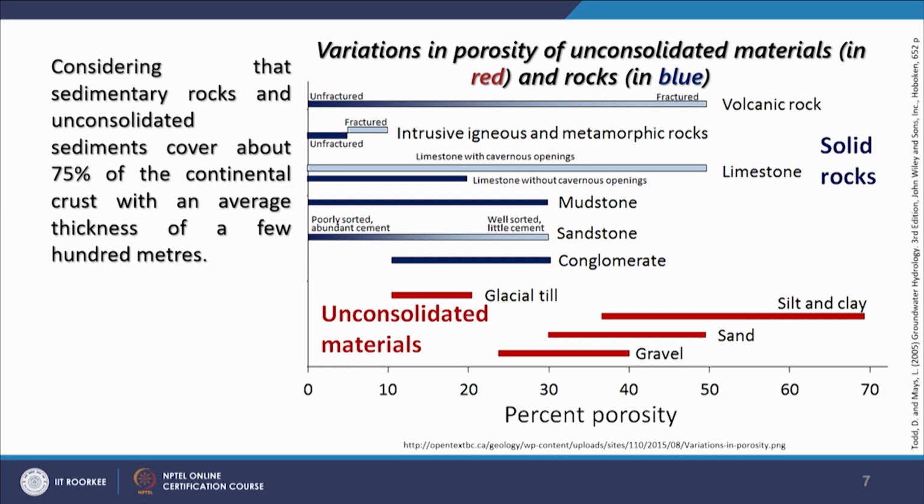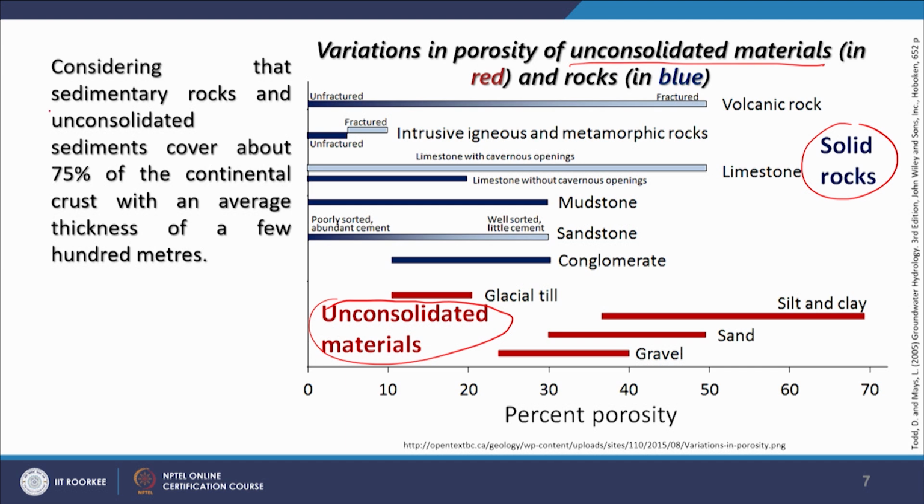Now, we will see the variations in porosity in unconsolidated materials, which we have discussed, like alluvium and other things, and how these variations compare with solid rocks. Here we are considering sedimentary rocks and unconsolidated sediments: typical sandstone, conglomerate, mudstone, etc., with the alluvium located in a situation like the Indo-Gangetic plain.